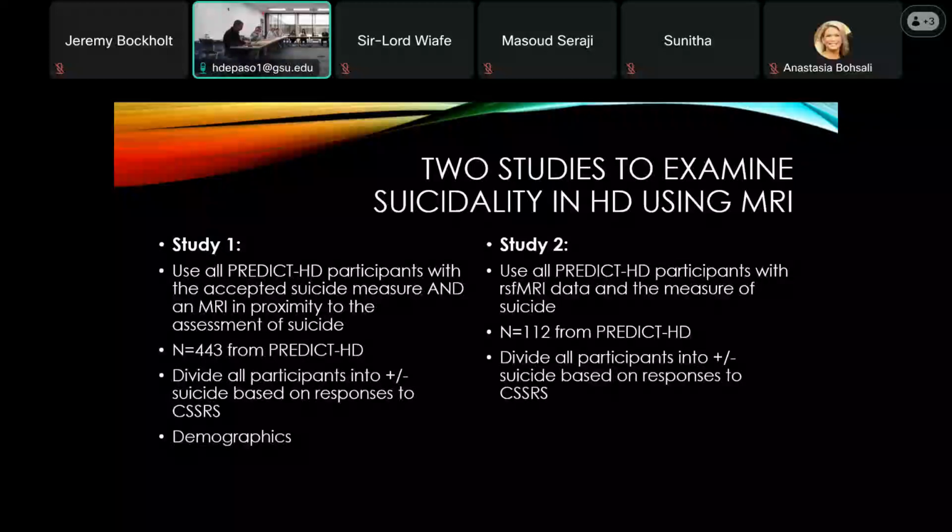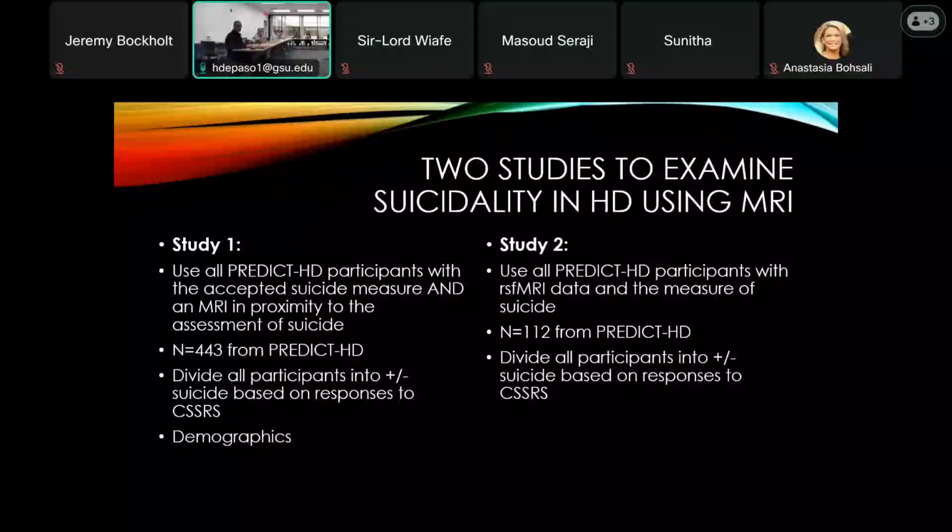And we looked at the MRI and proximity to the assessment of suicide based on previous studies with bipolar and unipolar depression. From the PREDICT data, from the PREDICT sample and collections, we used 443 of the individuals in our sample, and we divided all participants into the response as I described. The demographics themselves were worth mentioning, because most of the reliable statistics were Caucasian, and so I want to make that as a discretion.